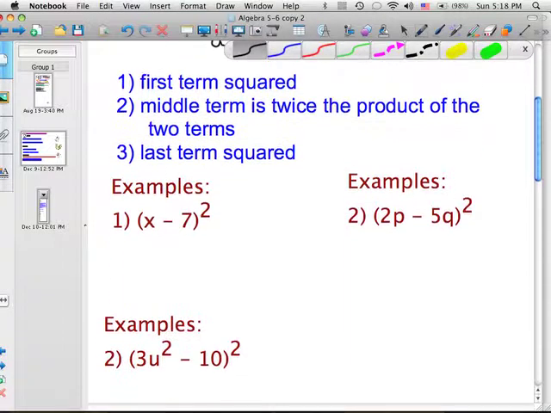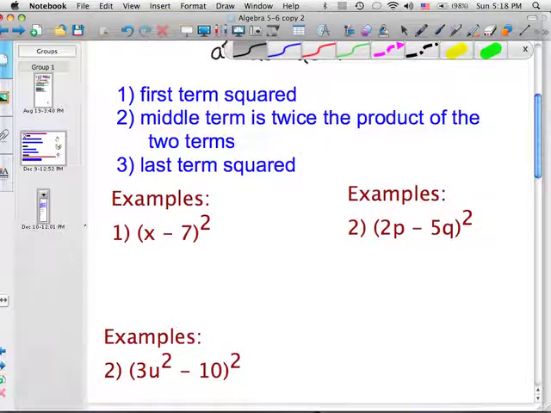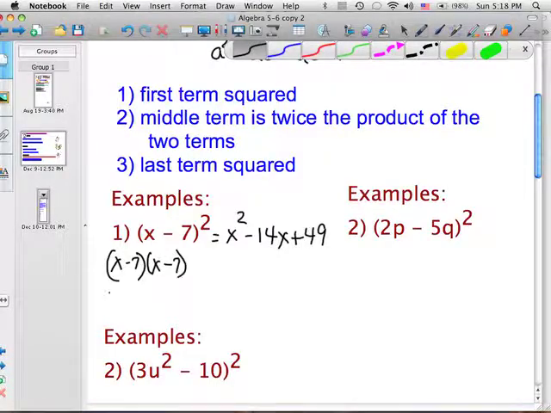So I can actually do these problems without showing any work. My answer should be the first term squared. Take the product of these two, that's negative 7x, double it, it's negative 14x, and the last term, negative 7 times negative 7 is squared, it comes out positive 49. And I can do FOIL and prove that. So it's x squared minus 7x minus 7x plus 49. And there's my negative 14x.